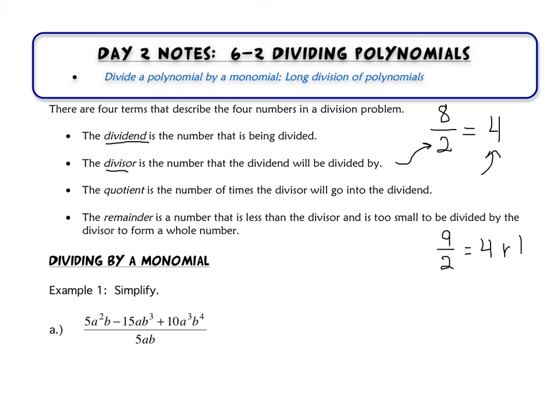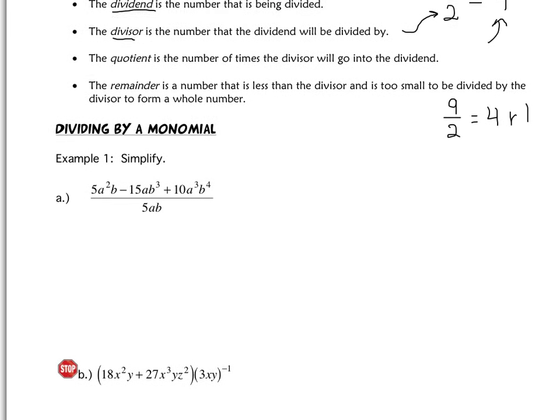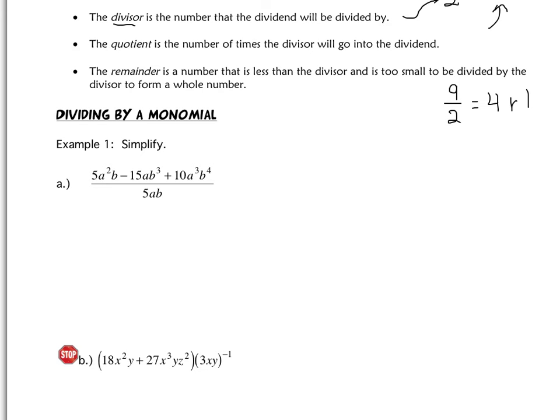Okay, so the first thing we're going to do is divide by a monomial. So in this case, we have a polynomial, 5a squared b minus 15ab cubed plus 10a cubed b to the fourth, and that's being divided by 5ab. So you should notice that 5ab is a common denominator. It's underneath all the three terms on top. So what we're going to do is we're going to separate every single term on top.